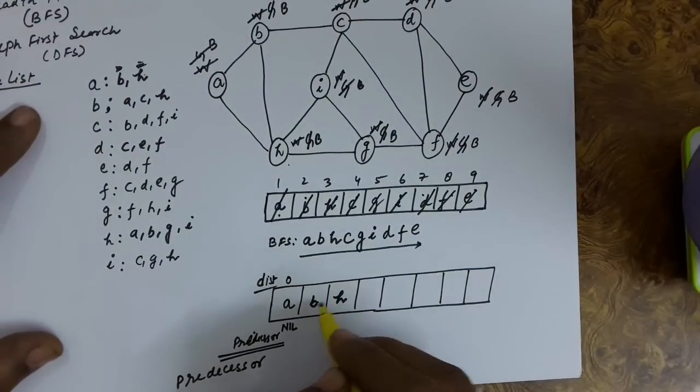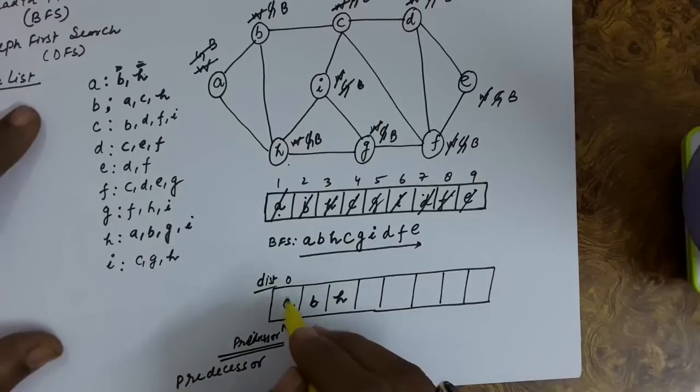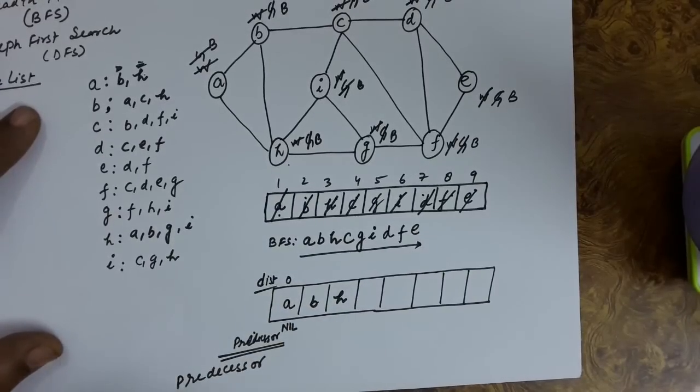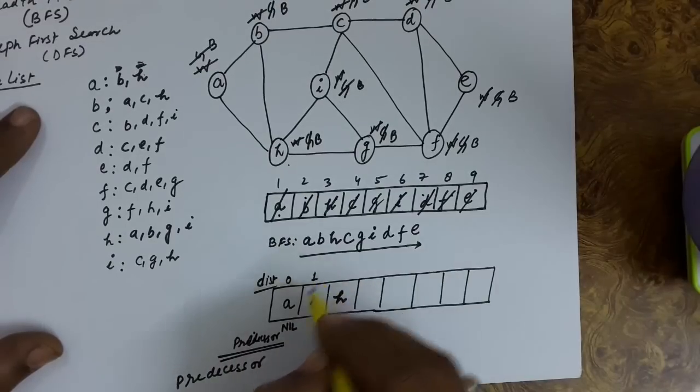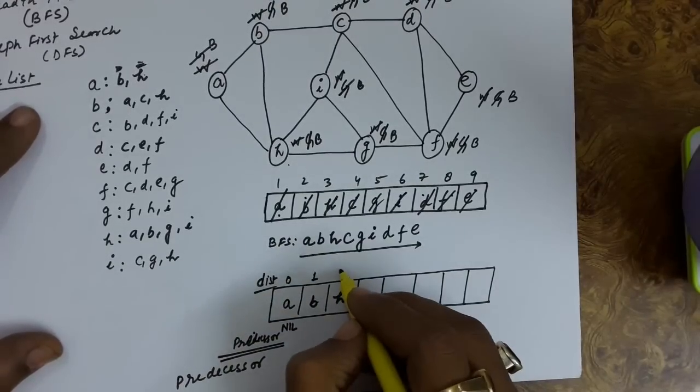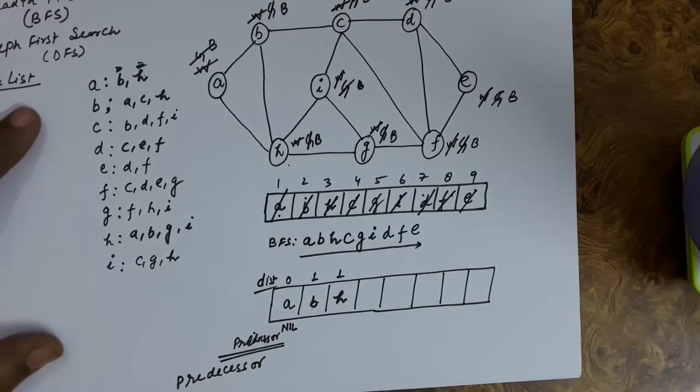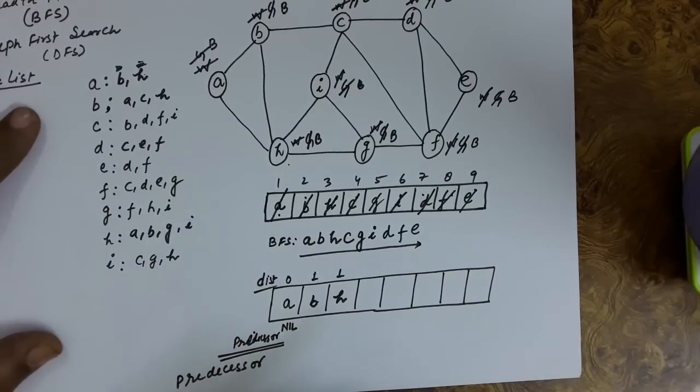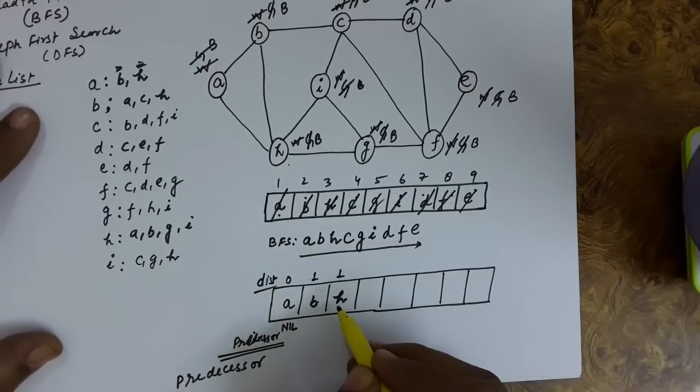So let's make the distance of B and H 1 more than the distance of A. So B has a distance 0. Let's make its distance as 1. The distance of H is also set as 1. So distance of B and H both are set 1 more than the distance of A. Since B and H have got explored from A, the predecessor of B and H are also set as A.